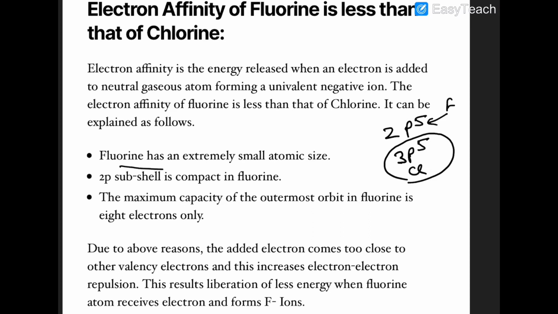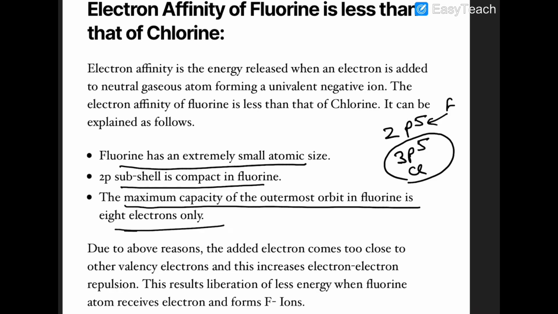So fluorine has an extremely small atomic size, and the 2p subshell is compact. The maximum capacity of the outermost shell is 8 only. So it means that due to more electronic repulsion in fluorine, the value is a little bit less than that of chlorine.